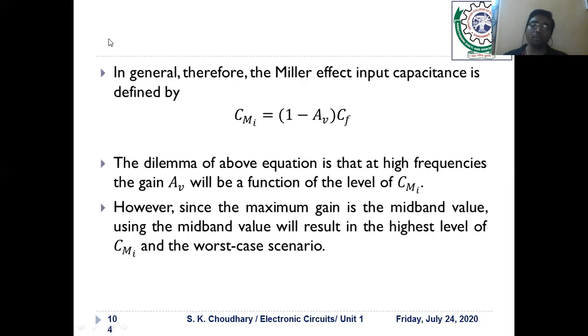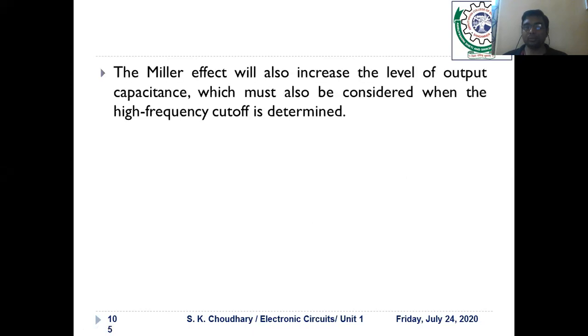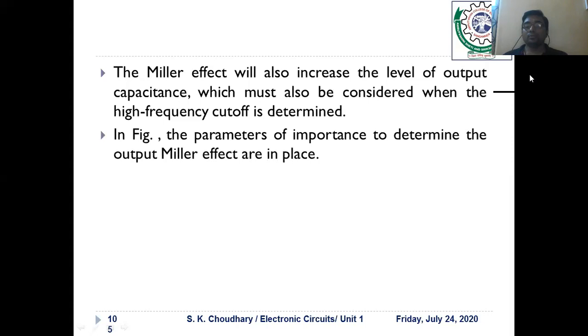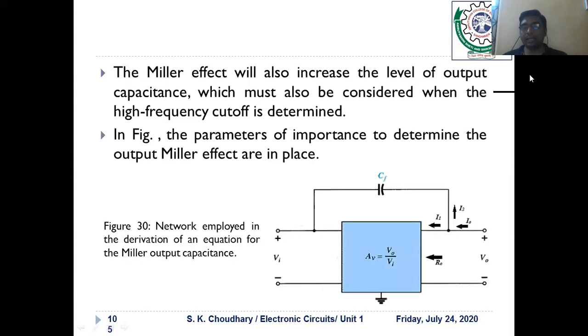Now we move to the next section, the output section. The Miller effect also increases the level of output capacitance, which must be considered when calculating the higher cutoff frequency. So now we define the output Miller effect, and the network for defining it is very similar to the previous network.